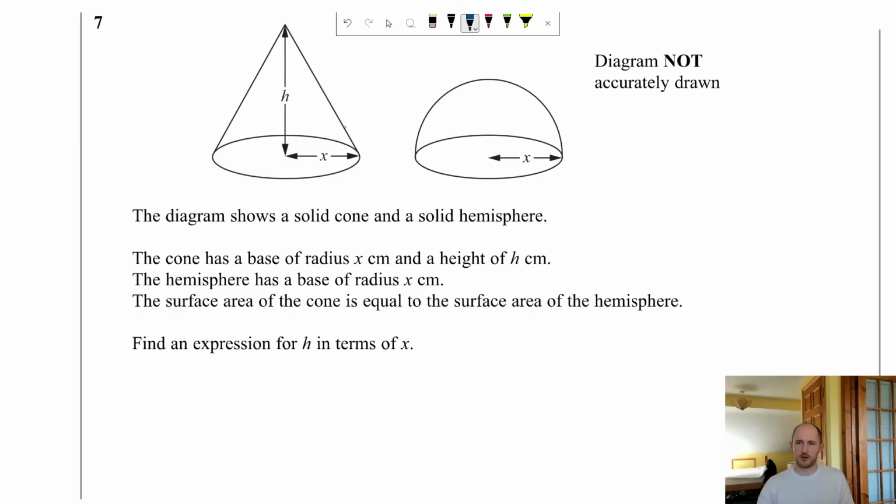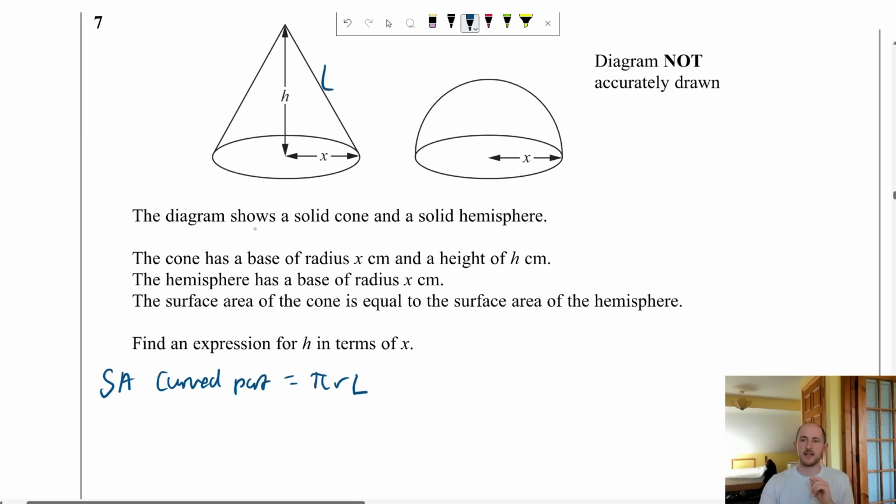Now, if we read through this, so solid cone, solid hemisphere, it's not going to be volume, I think. The surface area of the cone is equal to the surface area of a hemisphere. Okie doke. Now, they give you these equations. They do not give you the surface area of a cone. They give you the surface area of the curved part of a cone, which is pi r l, where l is actually the slanted side. In terms of a sphere, they give you the surface area of a sphere, not a hemisphere, which is 4 pi r squared.